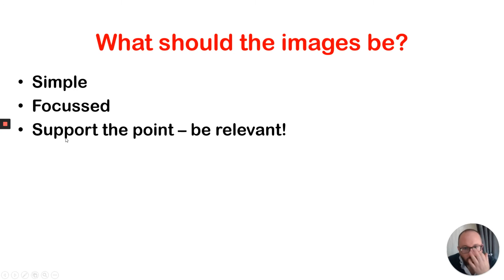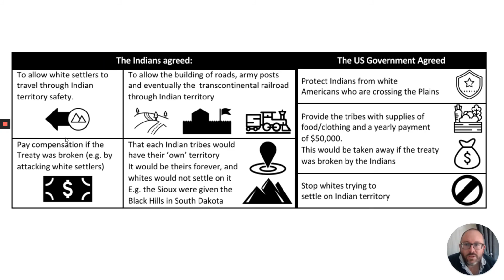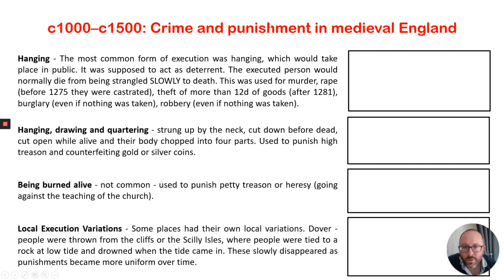So following on from that, it's clear that the images you use in dual coding, which are just little things that go along with your writing, should be simple and focused, and they should support the point. They should be relevant, not something completely oblique and random that you won't remember in a week's time, just because it's funny. To give you some examples, this is to do with the Native American treaties. You can see here, to allow white settlers to travel through Indian territory, the arrow and the mountain saying going through here. To pay compensation if the treaty was broken, you've got a dollar sign and so on. Little images mean your brain processes it in 2 ways.